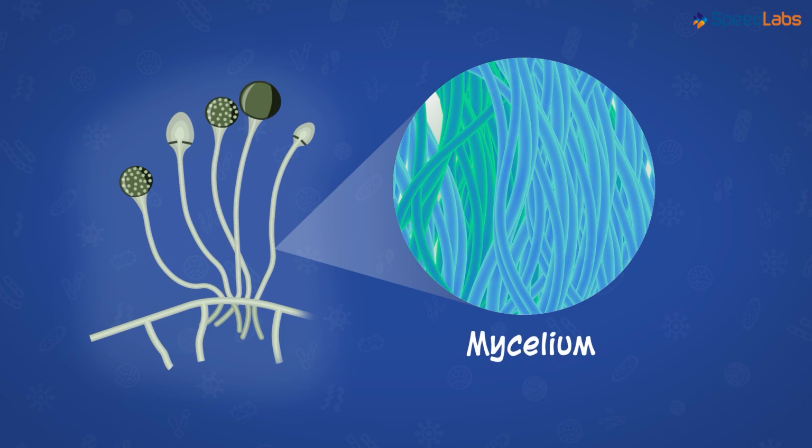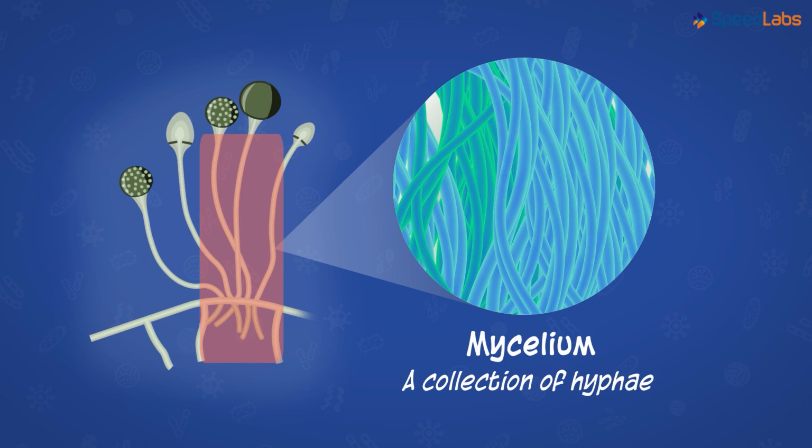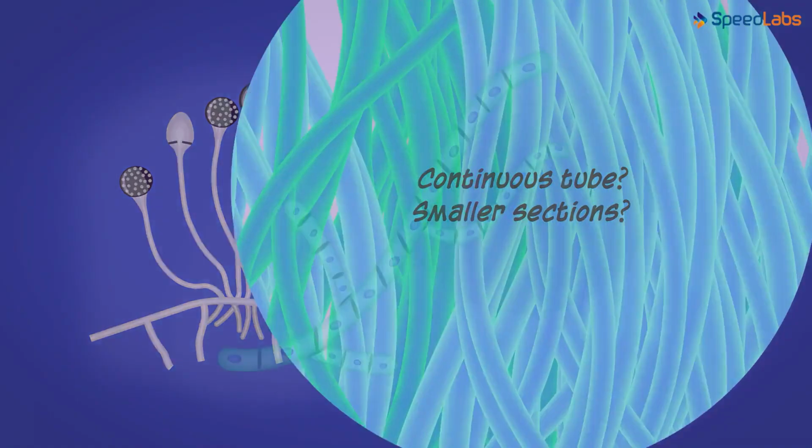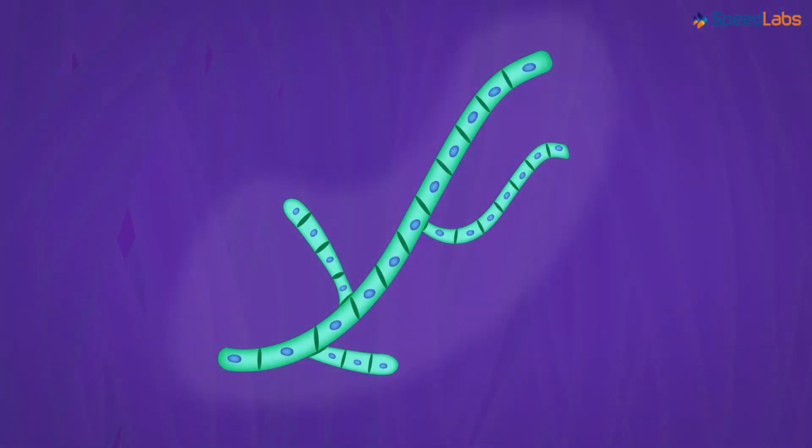So can we say that the mycelium is a collection of hyphae? Yes. And can we also say that the fungal body is made up of mycelium? Absolutely. Thus, this stalk that we can see here and also these root-like structures are all mycelium made up of hyphae. Now one more important question that pops up here. Are these hyphae made up of one continuous tube? Or are they made up of smaller sections? Let's zoom in further to know this.